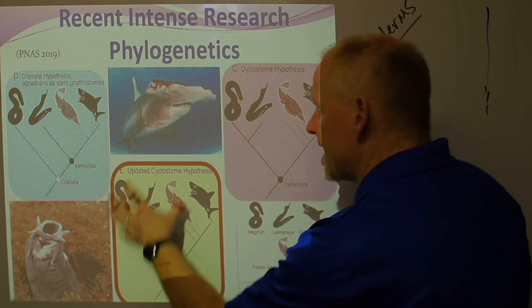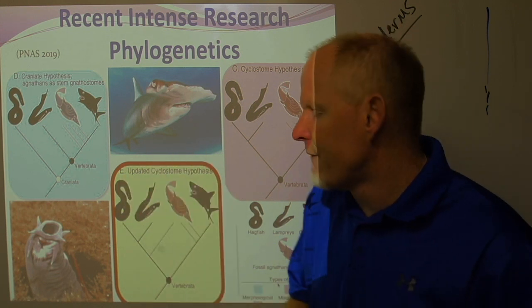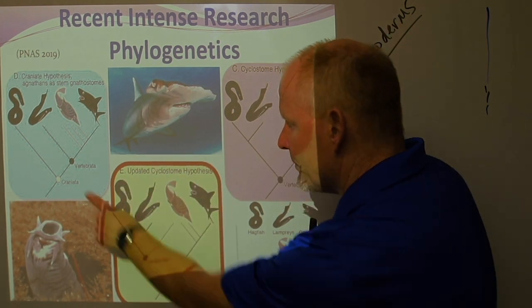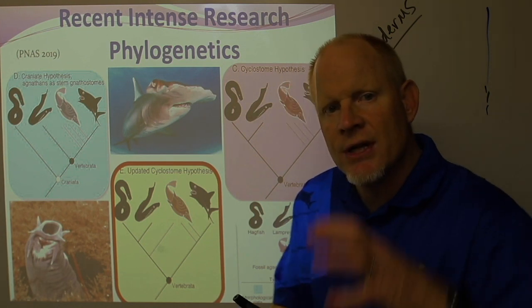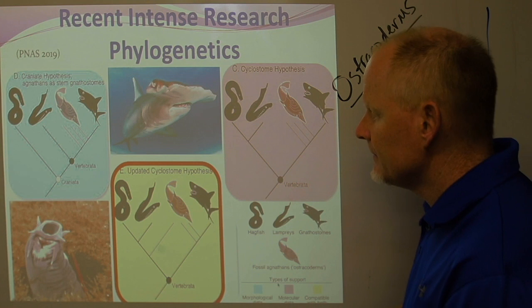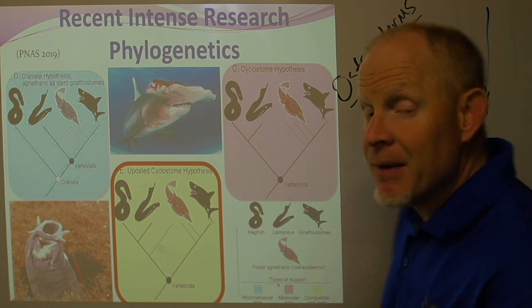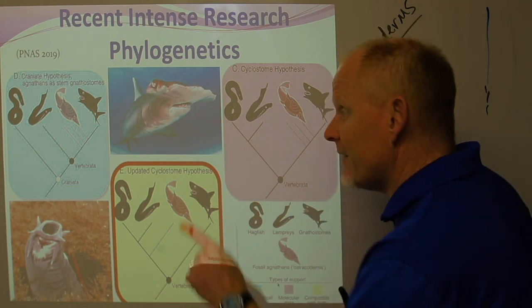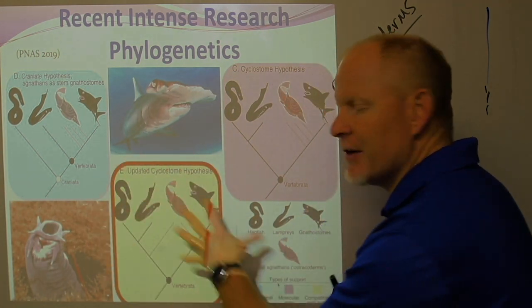This is the way your textbook does it. It's going to break down vertebrata, you'll notice there's no craniata anymore, into cyclostomata and gnathostomata. And that's what we're going to follow. If you take my comparative anatomy class, I will follow the blue. But here I'm going to follow your textbook.